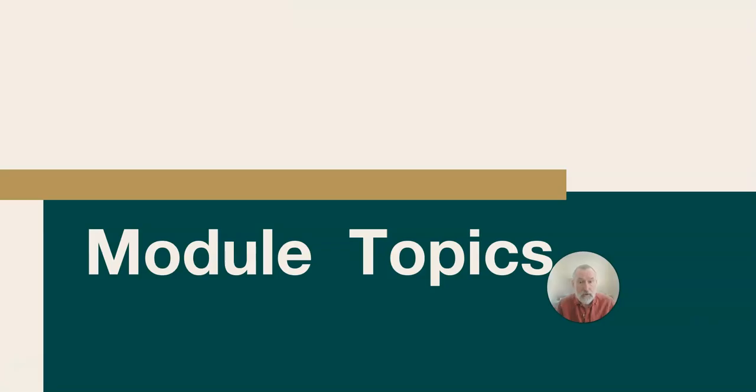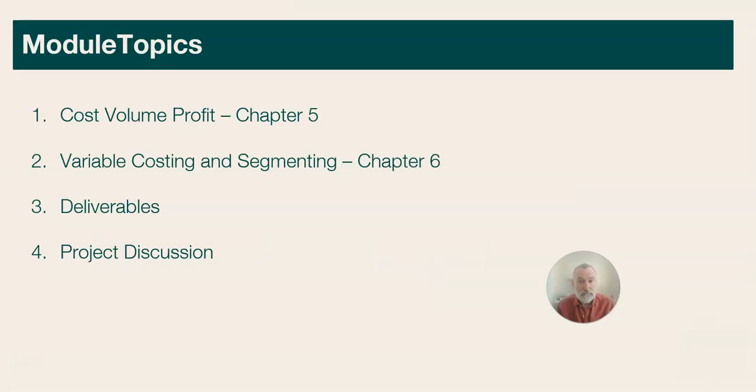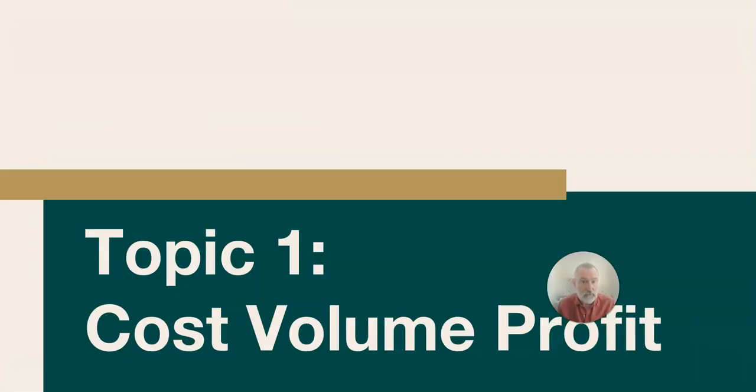Our topics are covered in our readings in chapters 5 and 6 of our textbook. You'll once again complete your assignments in McGraw-Hill Connect, and you'll have a course project discussion post. The four things I'll cover here in this brief overview are the cost, volume, profit, variable costing and segmenting, what you need to do to complete your assignments, and a brief overview of the discussion.